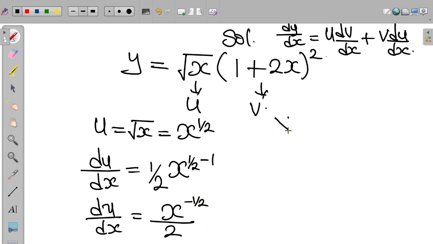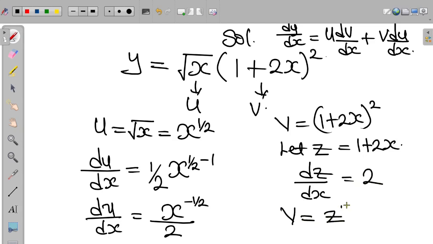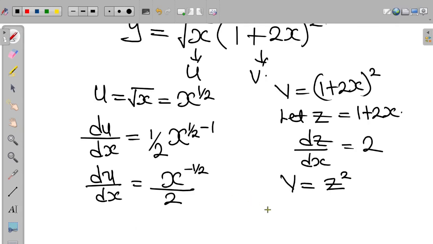Now, v is equal to (1 plus 2x) to the power of 2. If you observe, v is a function of a function. So let z be equal to 1 plus 2x. Thus, dz/dx will be equal to 2. So we have that v is equal to z squared, and at the same time, dv/dz is equal to 2z.